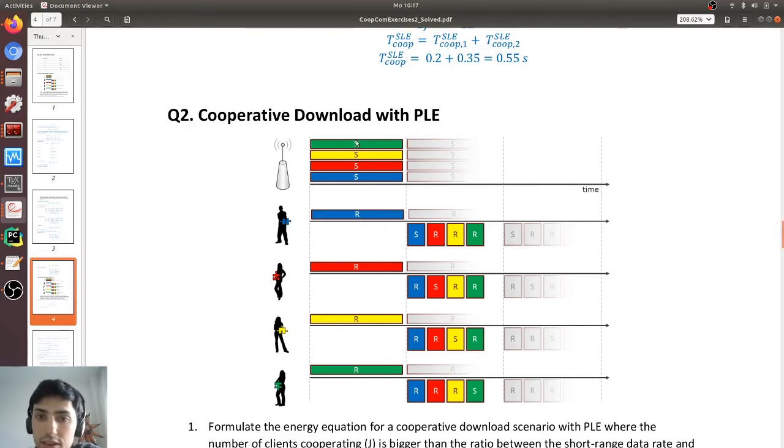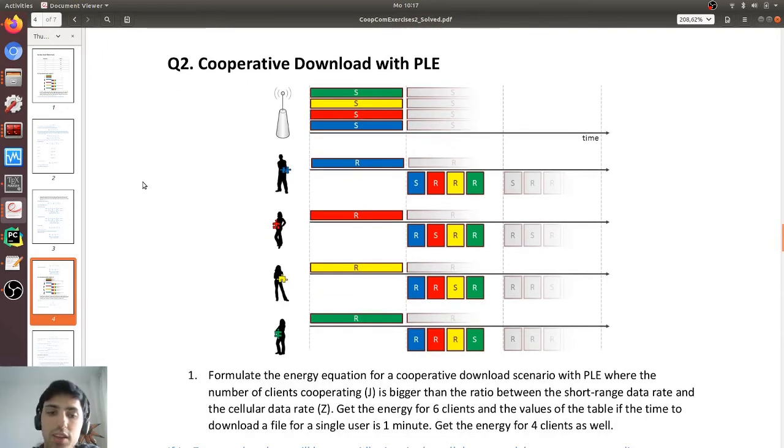So we have this, we are sending, and then we have also this here, that means that we are sending and receiving in the short range and at the same time we are receiving the chunks of the next part of the video or of the file.